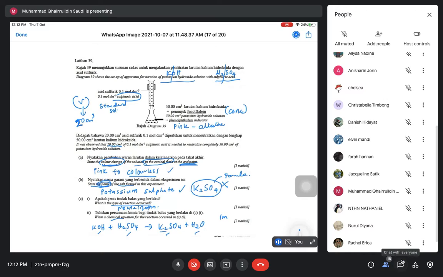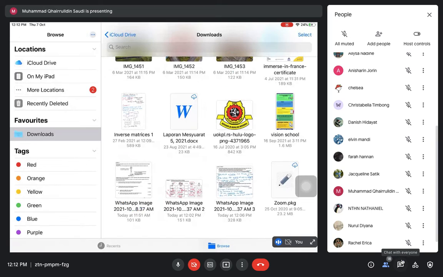So we have 2 K here. So we put 2 in front of KOH. So now we have 2 oxygen and 2 hydrogen, then 4 hydrogen on the other side. So another 2 here. So then it will become balanced. Okay? Done. That was for our exercise yesterday.